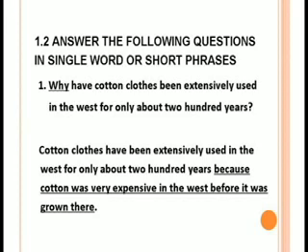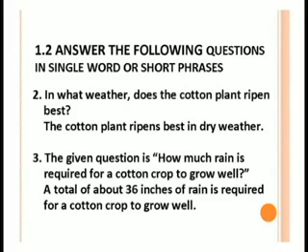The complete answer is, cotton clothes have been extensively used in the West for only about 200 years because cotton was very expensive in the West before it was grown there. After that, I am going to deal with question number 2. As another example, the question is, in what weather does the cotton plant ripen best? Notice that the question word used here is what kind of weather cotton plants like, and you will have to find a time phrase. The correct answer is the cotton plant ripens best in dry weather.